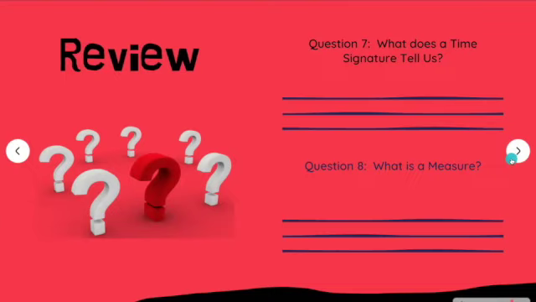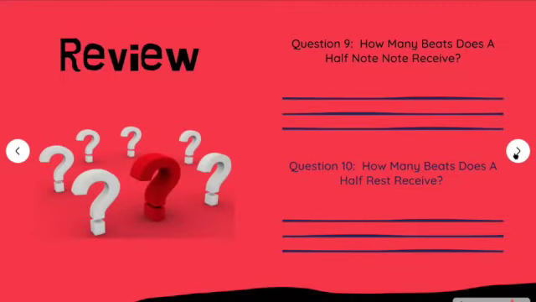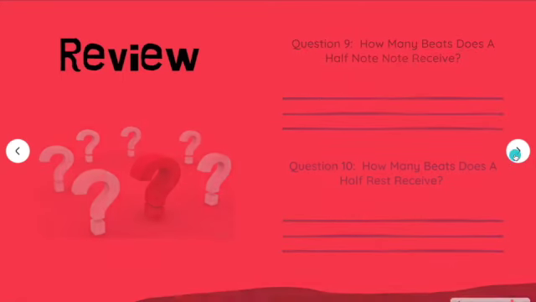What is a measure? Well, a measure is a section of music in between 2 bar lines. How many beats does a half note receive? It gets 2 beats of sound. How many beats does a half rest receive? It receives 2 beats of silence.